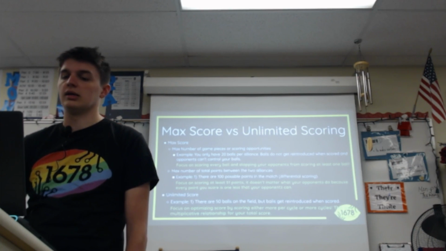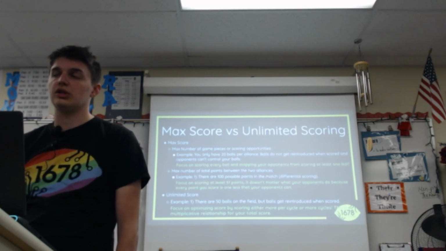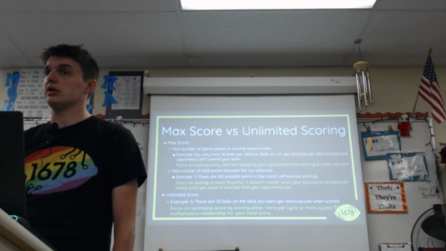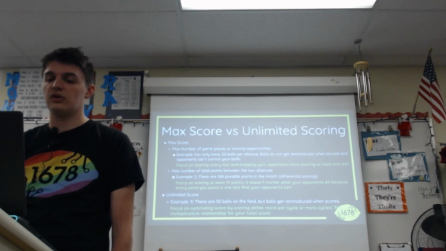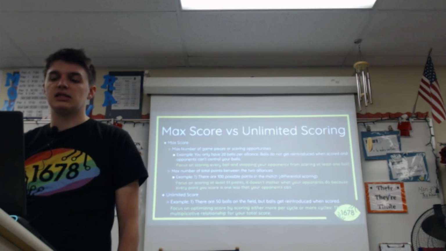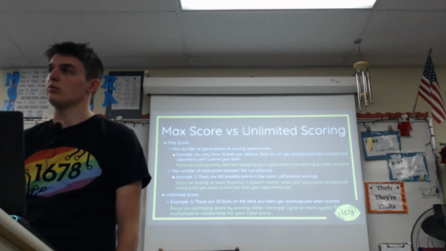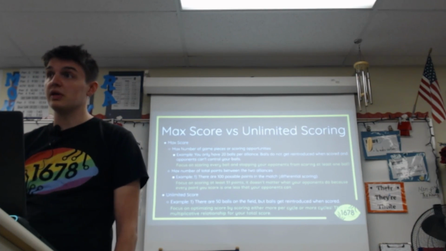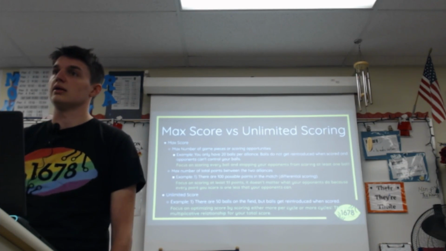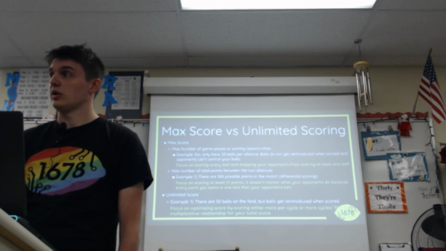And then there's unlimited scoring, more like in 2022, where we just score as many balls as we can, and the game objects get recirculated back into the field. The focus there should be optimizing your score by either scoring more per cycle or doing more cycles. This is a multiplicative relationship, and so if one of them's really high and one of them's really low, you're getting a lot less benefit from increasing the one that's already high than the one that's already low.